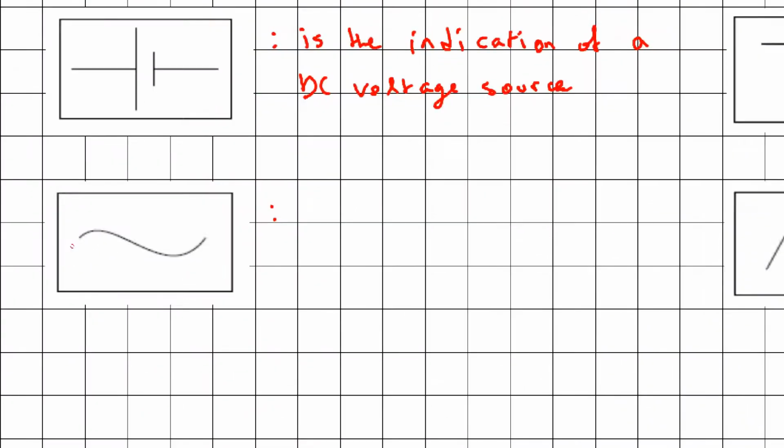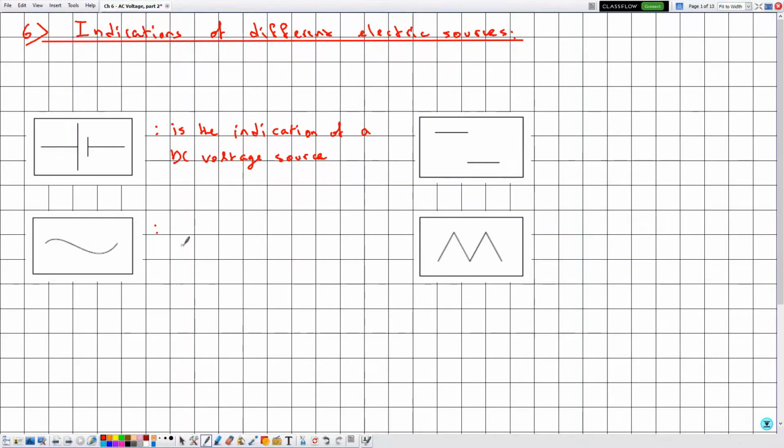Now, what about this indication? So here we have the waveform of a voltage source, and we know that this represents the AC sinusoidal voltage source. So let me write down the indication of an AC alternating sinusoidal voltage source.